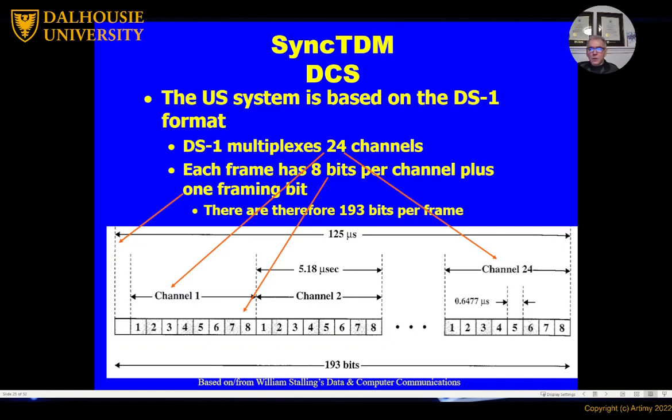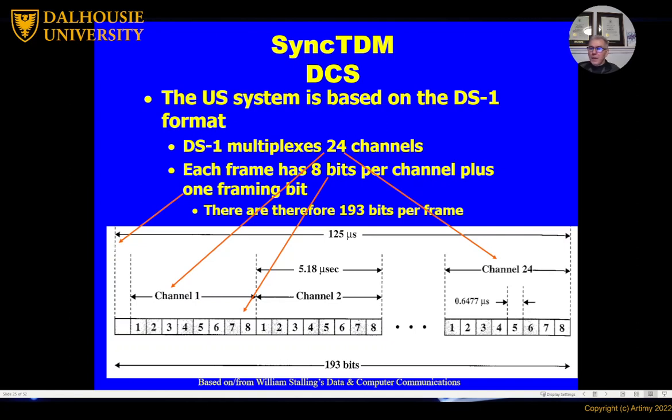So in this technique, the frame carries 24 slots. Each slot has 8 bits, and that represents one voice sample. And one bit here is left for the framing bit, which is for the synchronization, as we talked about. So if you count 24 multiplied by 8, 192, plus the framing bit, so 193, that results in 193 bits per frame.